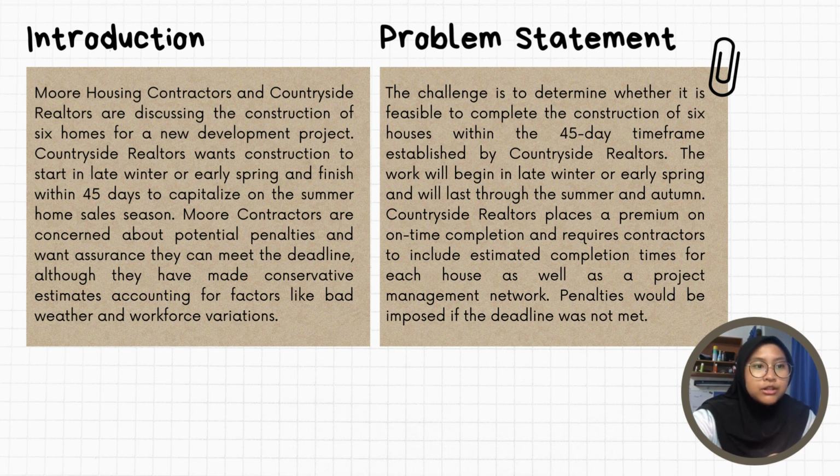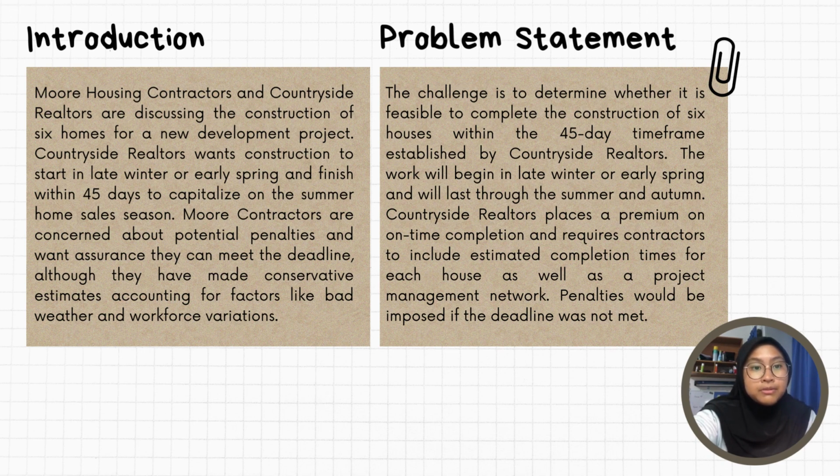More Housing Contractor and Countryside Realtors are discussing the construction of 6 homes for a new development project. Countryside Realtors want construction to start in late winter or early spring and finish within 45 days to capitalize on the summer home sale season. More contractors are concerned about the potential penalty and want to ensure they can meet the deadline, although they have made conservative estimates accounting for factors like bad weather or workforce variance.